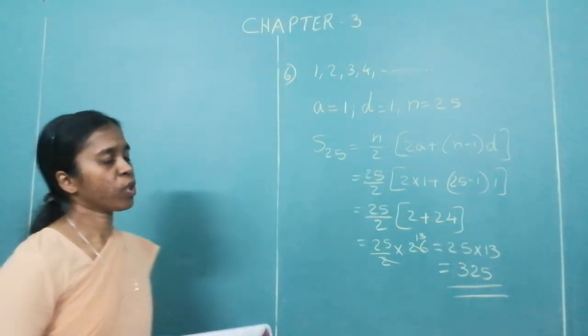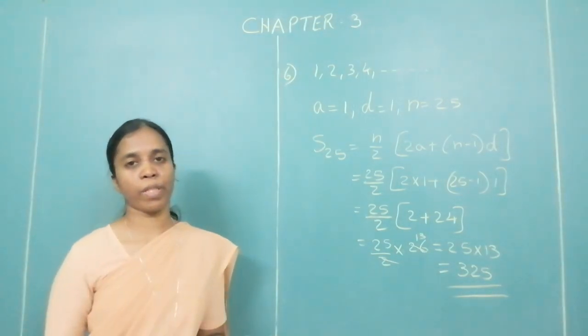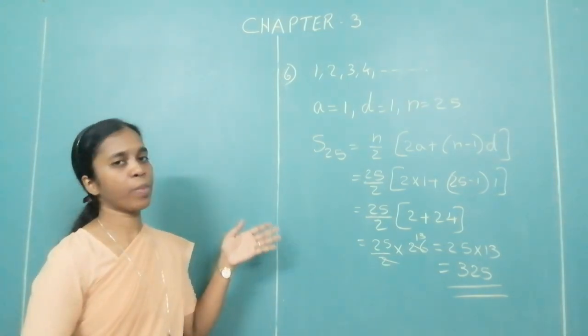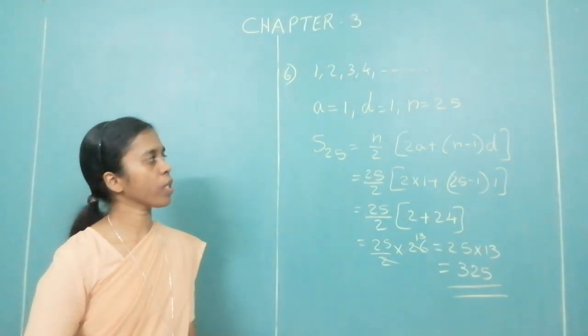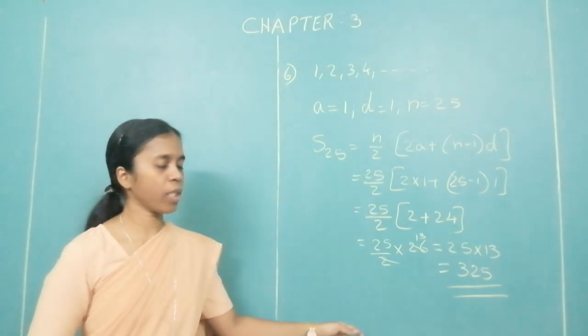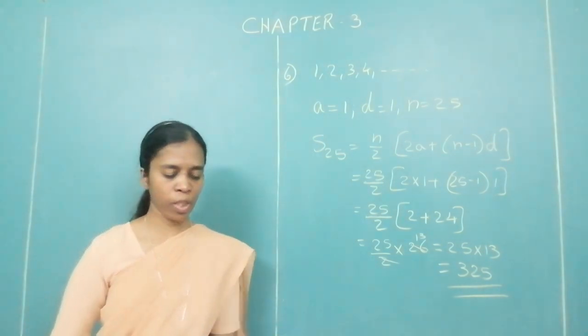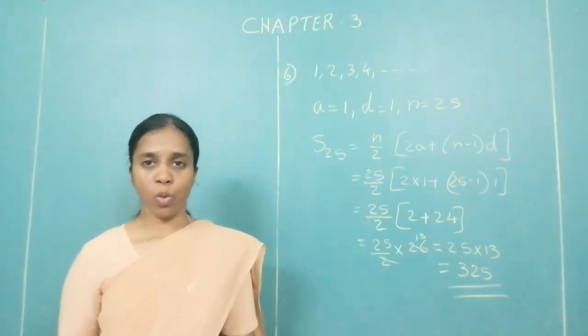I have it sorted on the board for those who find it difficult. First write the AP, then write what is given and what to find. Please write the concluding statement. Okay. With that, the chapter is over.